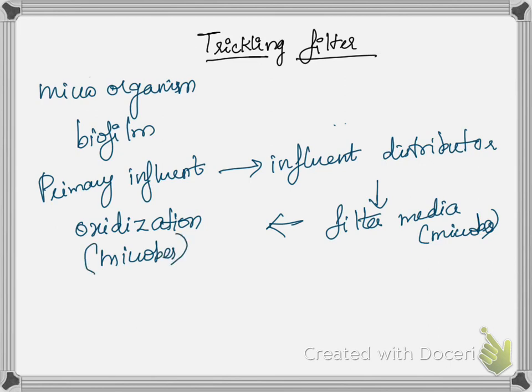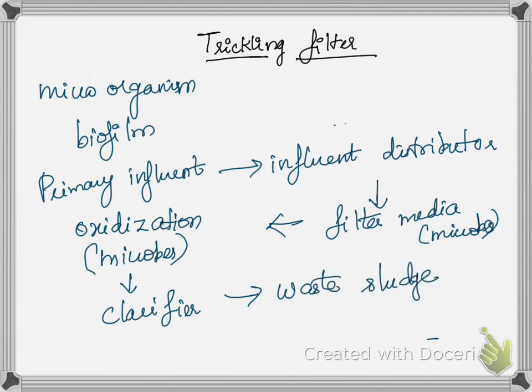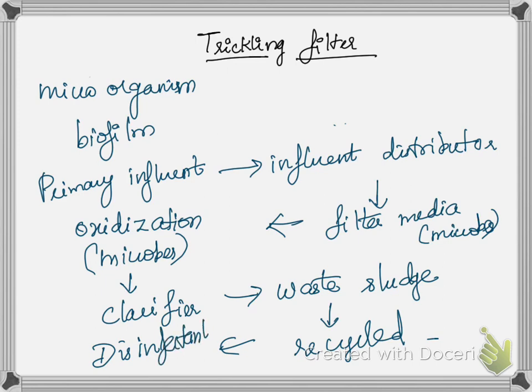Then it is taken to your clarifier. Clarifier is nothing but your sedimentation tank or settling tank. Here, from the effluent, it takes away all your waste sludge, so waste sludge can be removed. This sludge can again be recycled to your trickling filter, and if needed you can treat it with disinfectants like chlorine and reuse it. So this is how your trickling filter works.